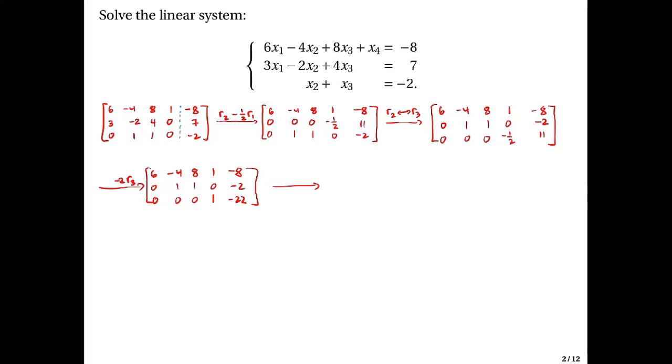For row 1, we will replace it by row 1 minus row 3. So row 1 minus row 3, we have 6, negative 4, 8. And then 1 minus 1, that becomes 0. And then here 8 or minus 8 minus negative 22. So that becomes minus 8 plus 22, and that's equal to 14. Okay. And then we copy row 2, 0, 1, 1, 0, negative 2. And then row 3, 0, 0, 0, 1, negative 22.